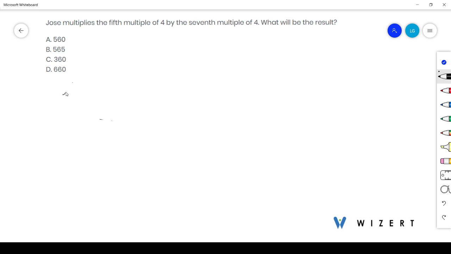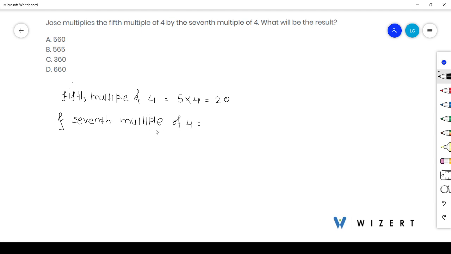Firstly, let us see the fifth multiple of 4. So it is 20, and the seventh multiple of 4, that is 28.